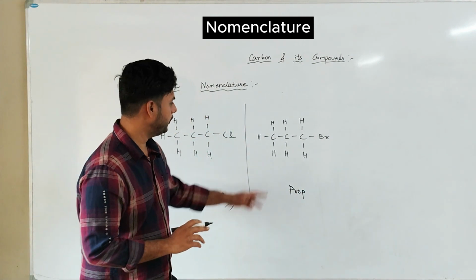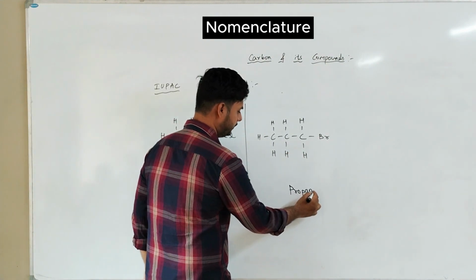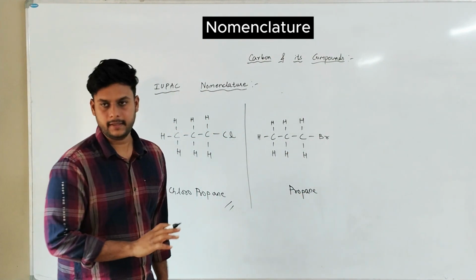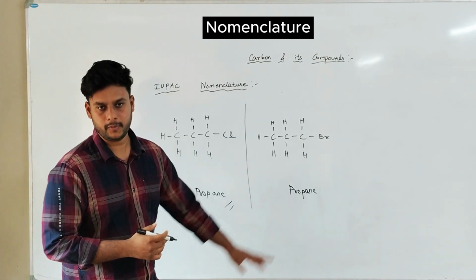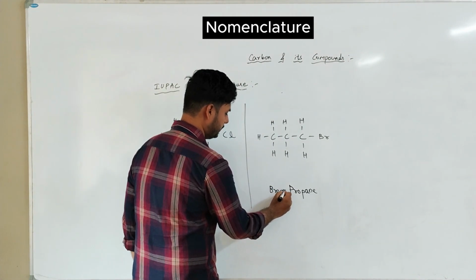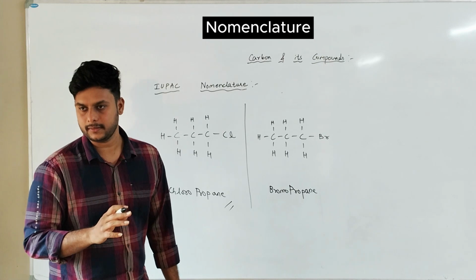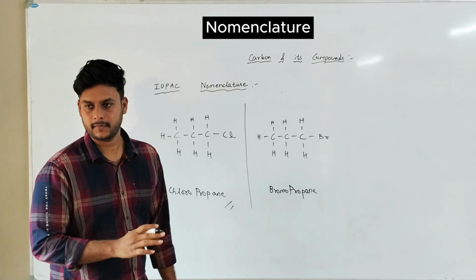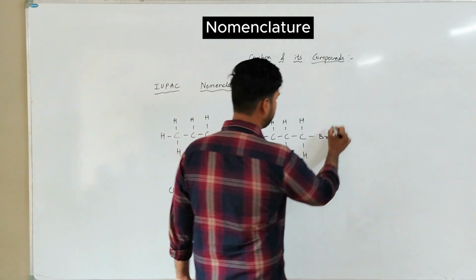Okay. What type of bonds are there? Single bond means ane. This is the procedure. Next, is there any prefix? Bromo. Over. And do I have any functional groups? 0 functional groups. Nothing is there. So the name is bromopropane. Easy. Next.